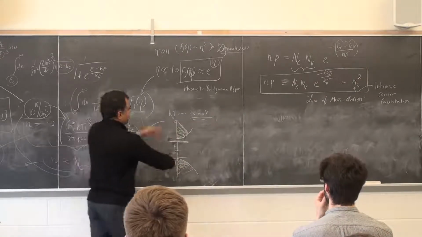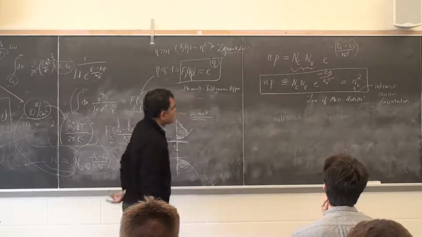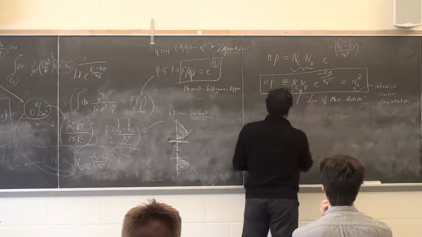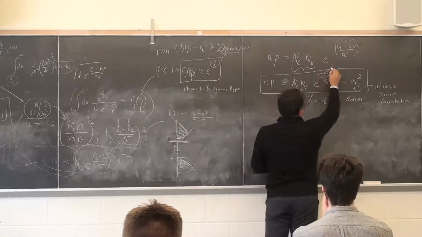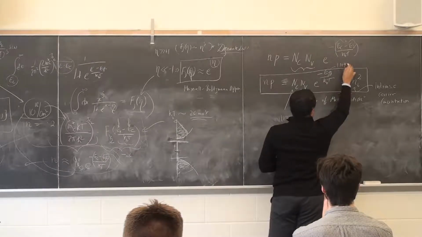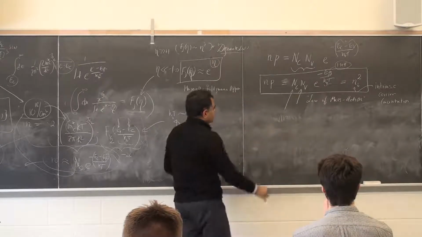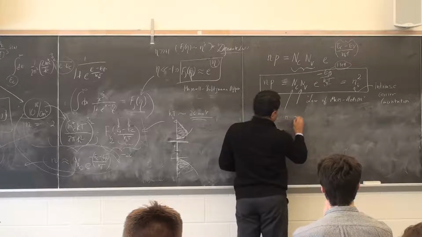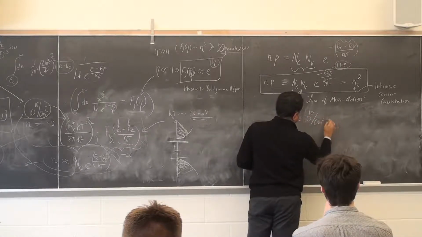On the other hand, the n times p will remain in this form. Just as an example, for silicon, Nc and Nv are of the order of 10 to the power 18, both. Band gap is about 1.1 electron volt. And at room temperature kT is 26 millielectron volts. You can plug in all these numbers, and you will get Ni. Ni will be, for silicon, of the order of 10 to the power 10 per centimeter cube at room temperature.